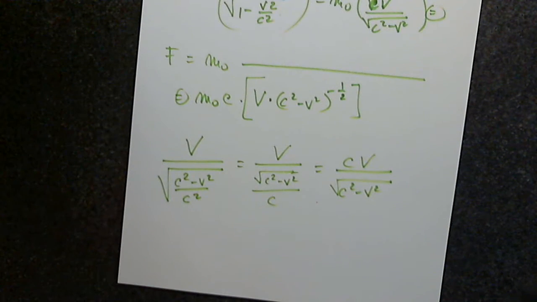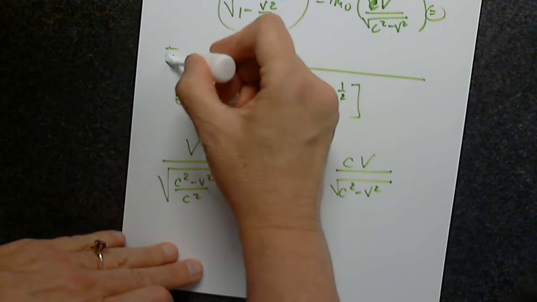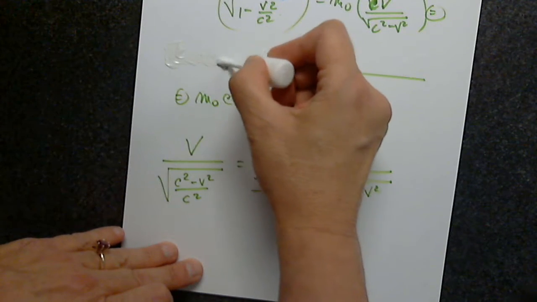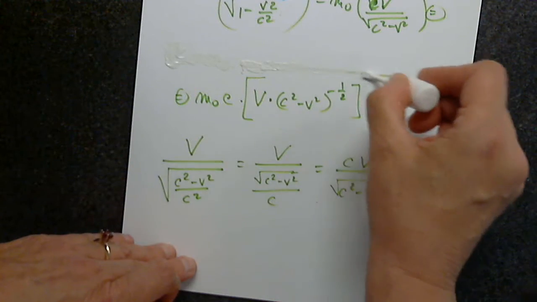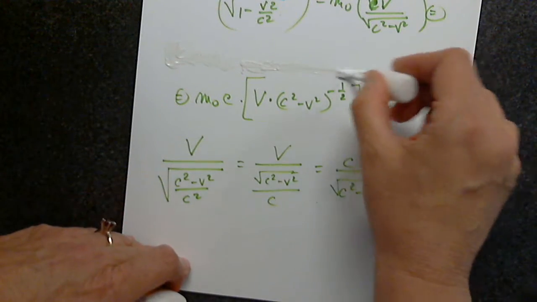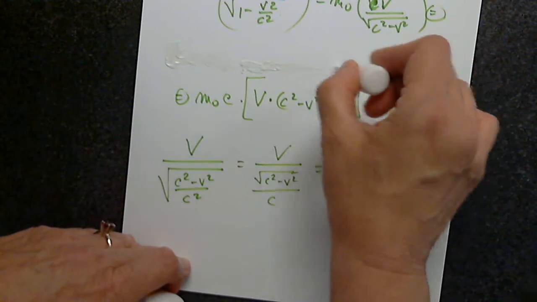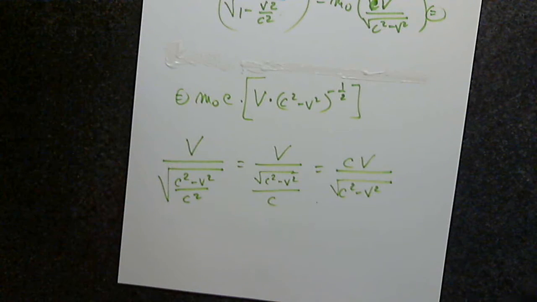It's ugly, but no matter what we do, it's still ugly. If we keep it as a fraction or if we keep it as a product, it's still not friendly. Okay, so we changed it into a product, and now let's differentiate. Ready?